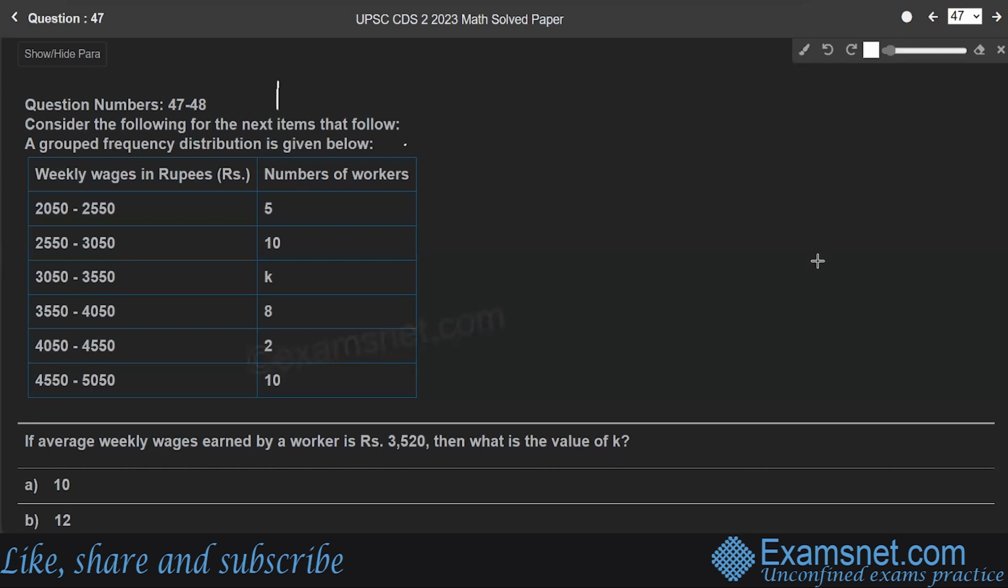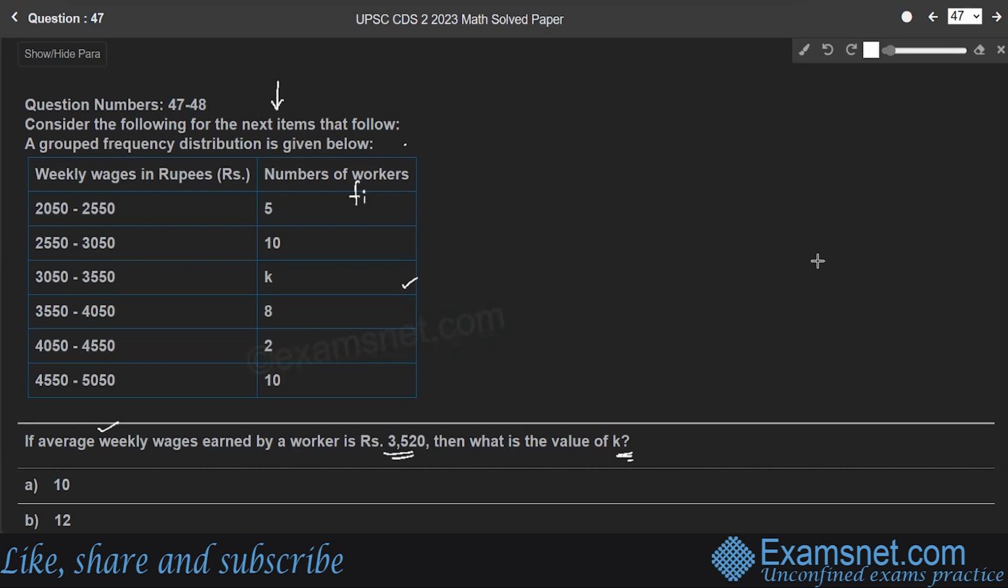Question 47 and 48 are based on the below frequency distribution, right? We need to find the average weekly wages earned by a worker. We need to find the value of k, right? So an unknown frequency is given. We need to find the value of that, right? Here the number of workers is nothing but the frequency, right?